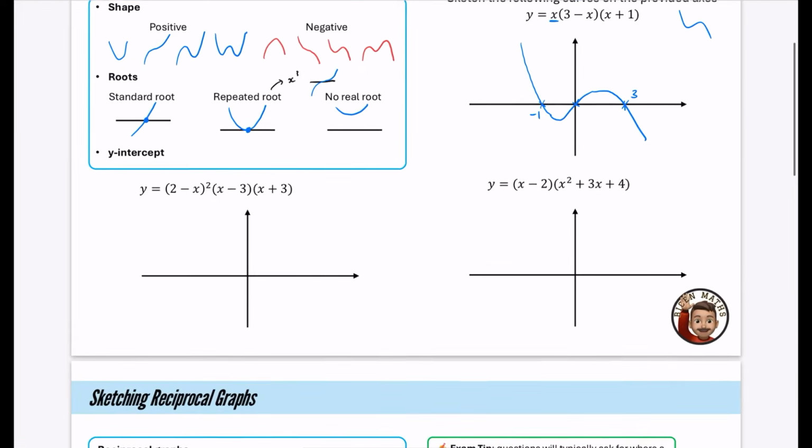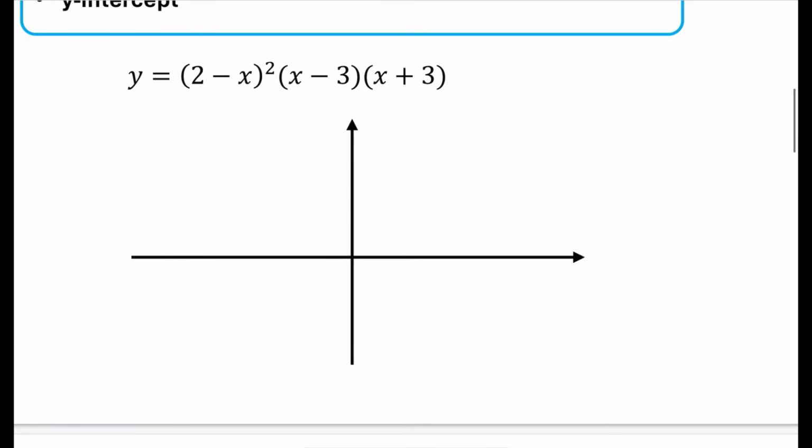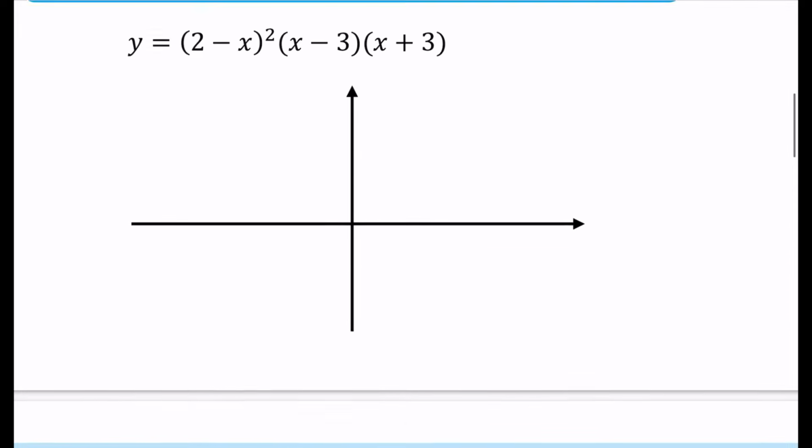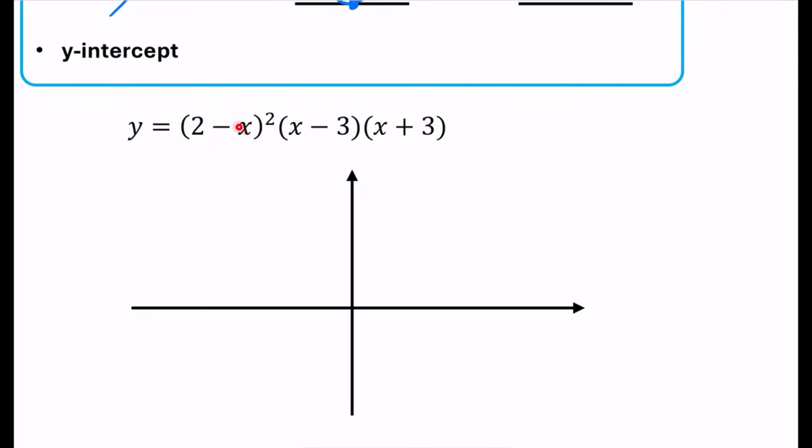Okay, so the next one that we've got is this. Now decide if it's a cubic or a quartic. I think it's a quartic because we have 1, 2, and then 2 more x's coming from here. So it's going to be a quartic. And it looks like it might be a negative, but actually that's going to be squared. So it's going to become a positive, positive, positive. So it's a positive quartic, which means it's that kind of shape with the branches both going in the top section. Now we have a repeated root that's going to be over here at 2.